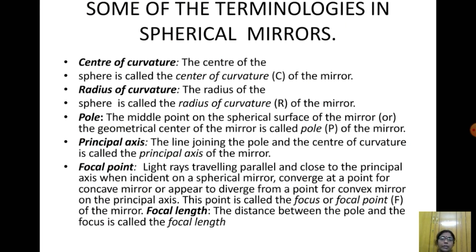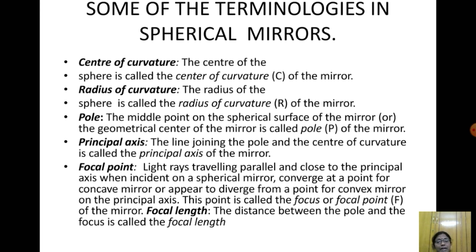So some of the terminologies in the spherical mirrors. As I discussed before, the center of curvature is nothing but the C, the center of the sphere. That is the center of curvature of the mirror. And the radius of curvature is nothing but the radius of the sphere, the distance between C and P. And the pole is nothing but the midpoint of the spherical surface of the mirror.